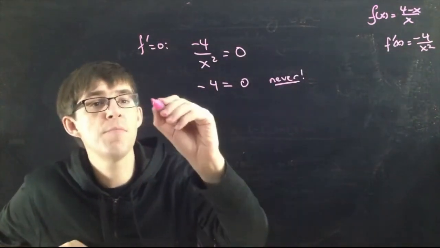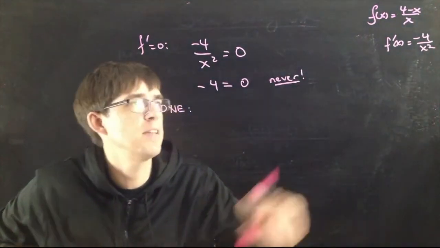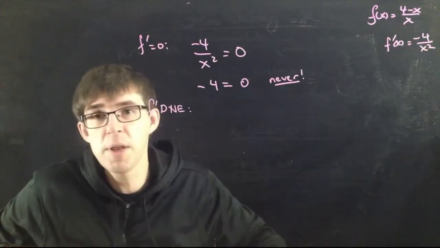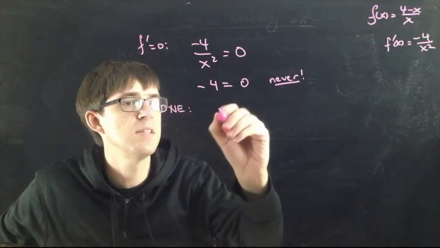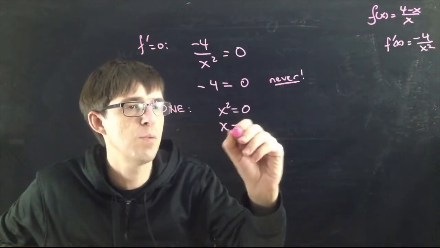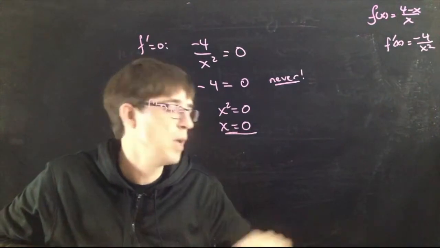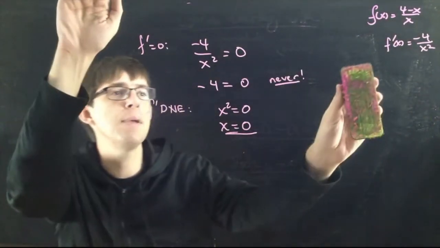All right, what about f prime DNE? There is a value which makes f prime not exist. You've got to say, again, where's the denominator equal to 0? In this case, x squared is the denominator equals 0. Take a square root, you get x equals 0. All right, so we have one critical number. It is when x equals 0. Let's make the chart.